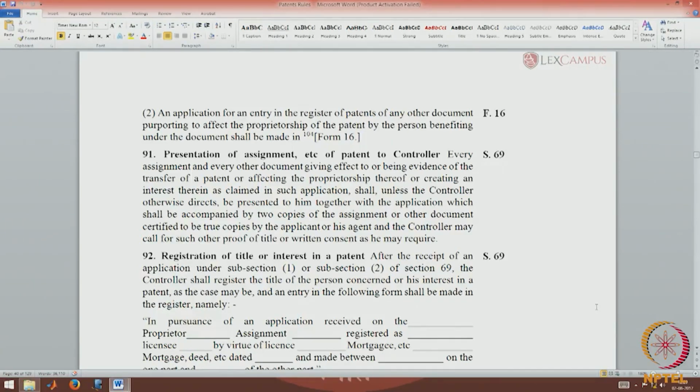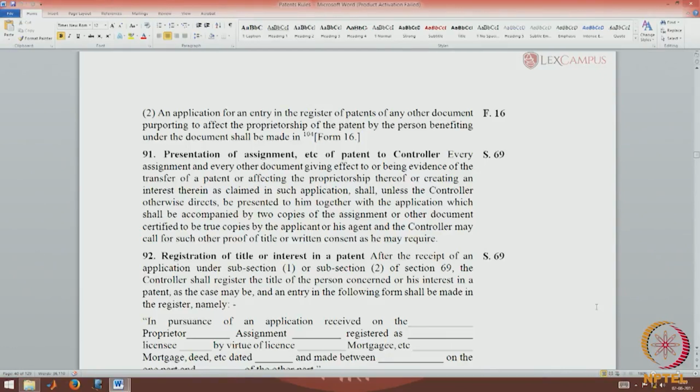So, if you want your name to figure as an assignee, then you have to produce 2 copies of the assignment deed or certified true copies saying that based on this assignment deed, I want my name to be changed or I want my name to be shown as the new assignee.